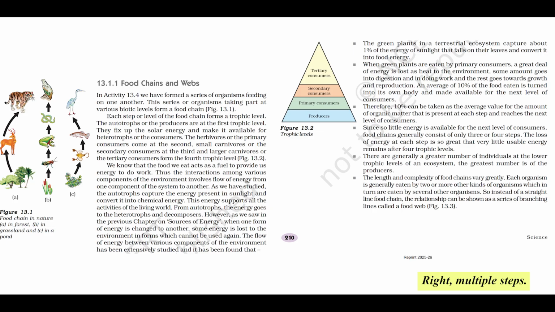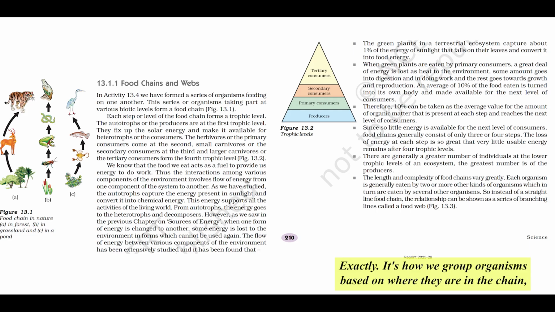Right, multiple steps. Each of these steps or levels in the food chain is called a trophic level, from the Greek word trophy, meaning nourishment or food. Trophic level, so like feeding level. Exactly. It's how we group organisms based on where they are in the chain, how they get their energy. Let's map them out. First trophic level, always the producers or autotrophs.